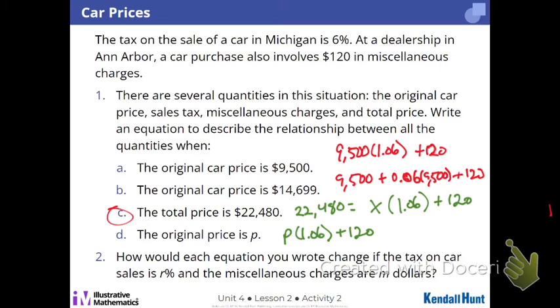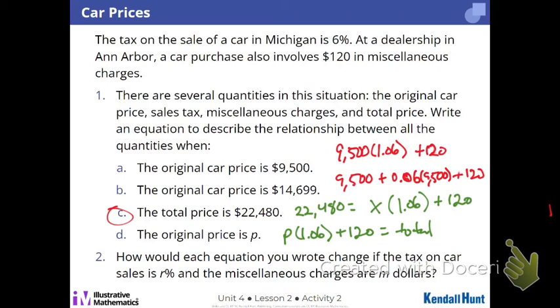What's cool about this is if you own this car dealership or you're shopping at this car dealership, which cars in the lot does this equation work for? And let's make an equation, equals total. It works for every single car there. That's kind of nice to know, like, just plug it in. 6% tax plus 120. That's there.